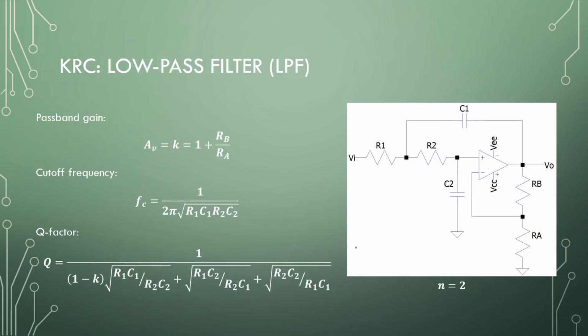Now, the KRC low pass filter configuration is of order 2. The resistors and capacitors on this side of this figure are mainly responsible for the cutoff frequency, and RA and RB here are responsible for the Q factor. The passband gain of this filter is 1 plus RB over RA. So the two resistors responsible for the Q factor also give the final gain of the amplifier.